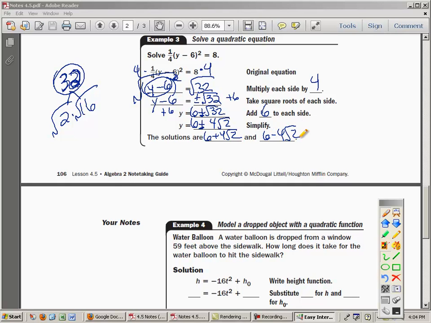Now listen, you can get an answer in your calculator, and it's going to be something decimal related because of this irrational portion of your answer. Those decimal answers will be marked incorrect. You have to know how to simplify the radical expression.